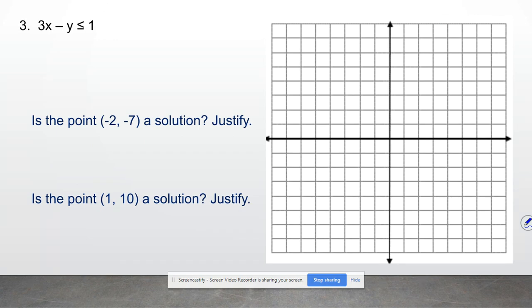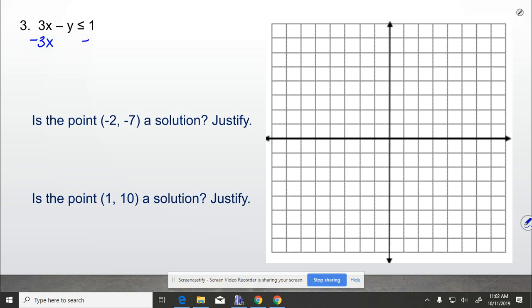Number 3. All right, now it's going to get a little bit more challenging because now we have an inequality in standard form instead of slope-intercept form. So we have to start by subtracting 3x from both sides. That gives us negative y is less than or equal to negative 3x plus 1.